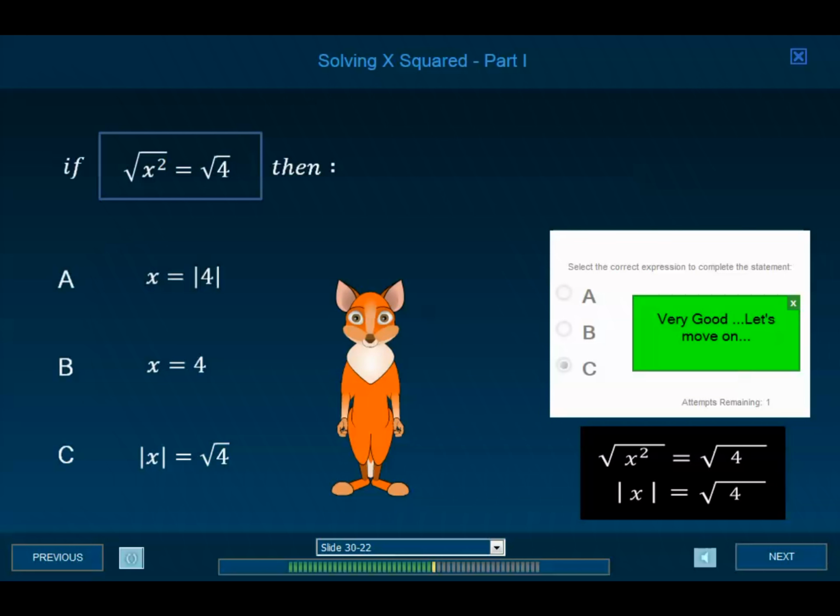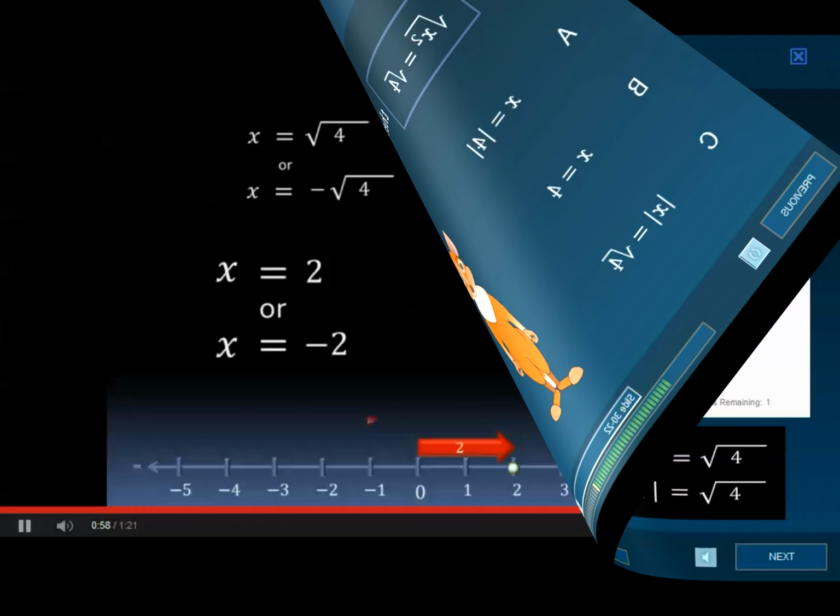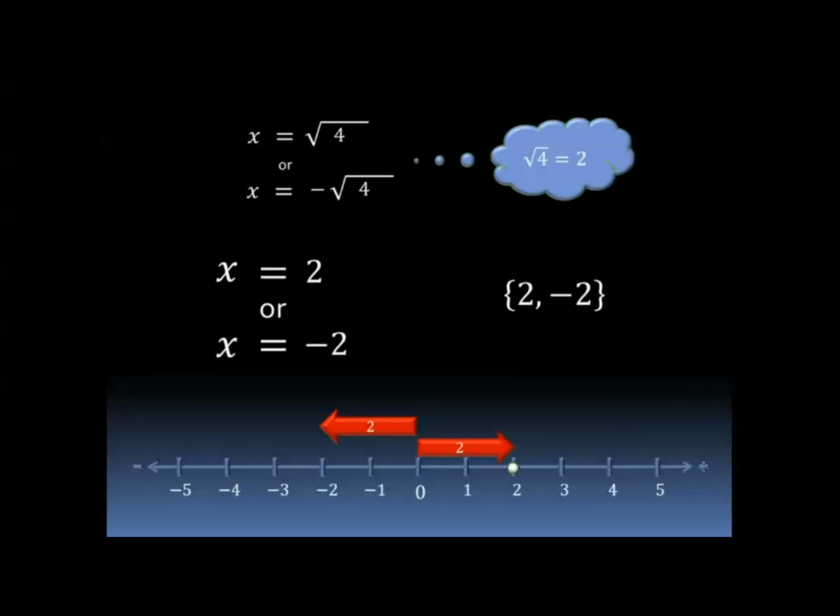Very nice. If the square root of x squared equals the square root of 4, then the absolute value of x is equal to the square root of 4. Answer choice C. To represent a negative 2, we go 2 spaces in the negative direction and mark that point to represent the value negative 2.